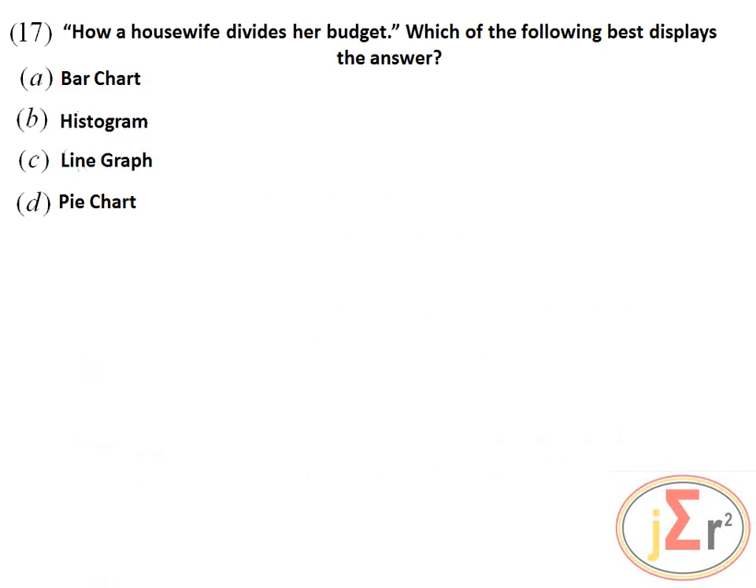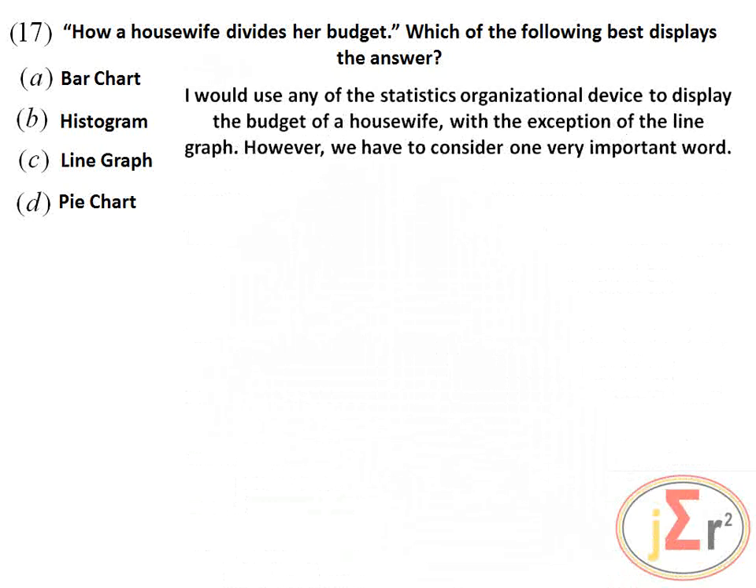How a housewife divides her budget. Which of the following best displays the answer? Bar chart, histogram, line graph, pie chart. I would use any of the statistical organizational devices to display the budget of a housewife, with the exception of the line graph. However, we have to consider one very important word, and that is the word best. Which of the following best displays the answer?